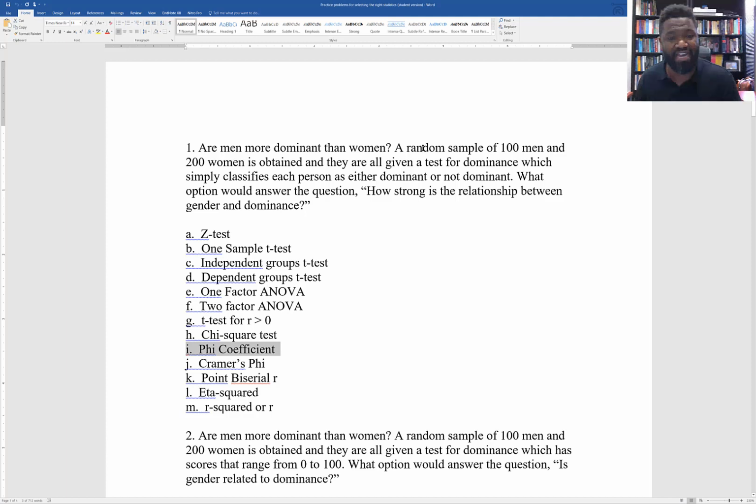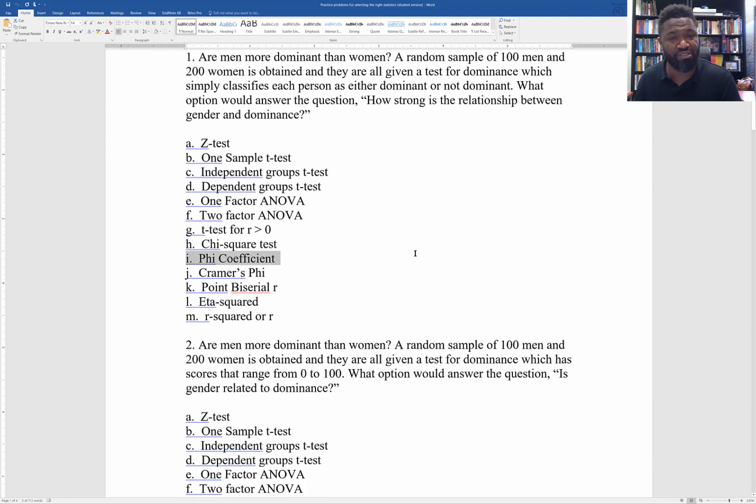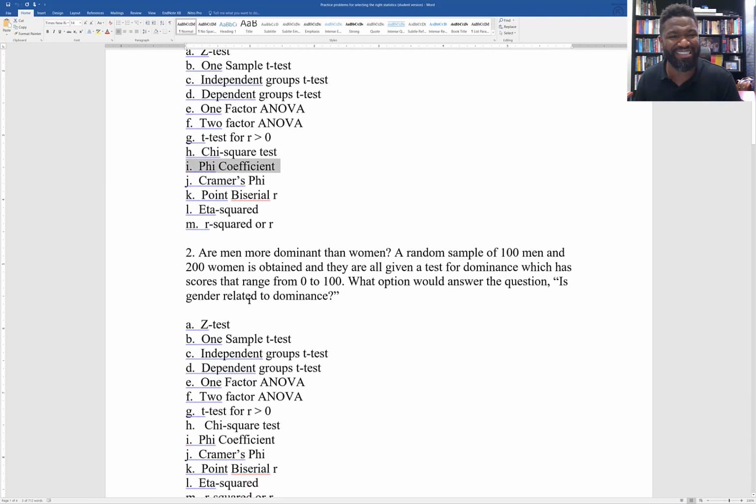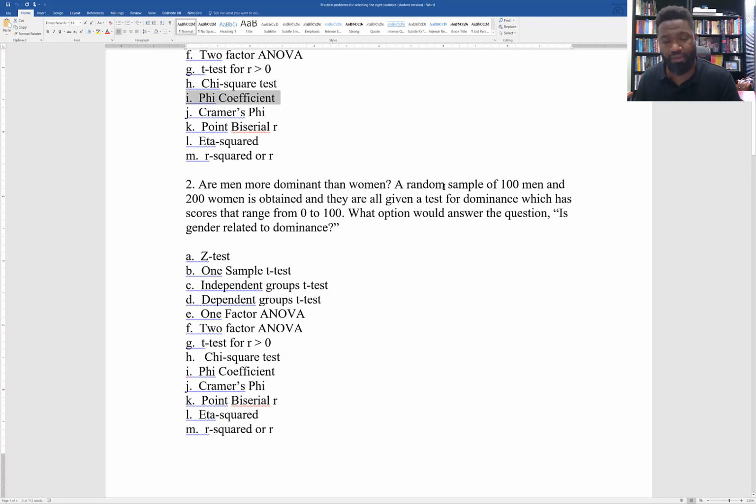Now, again, we didn't have to do it that way, right? Let's go to question 2 here. Question 2, it's the exact same setup, right? So are men more dominant than women? We got 100 men and we got 200 women. And guess what? We gave them a dominance test.